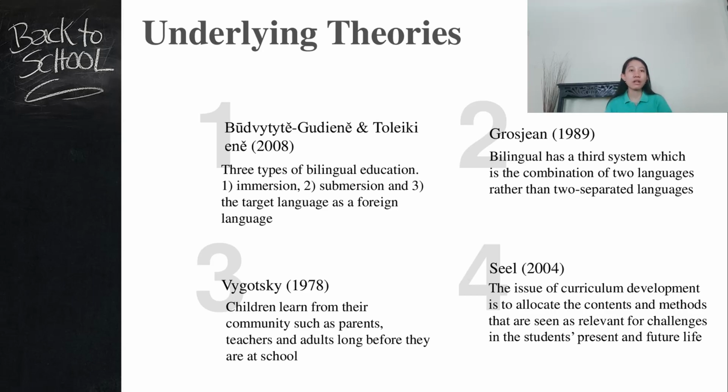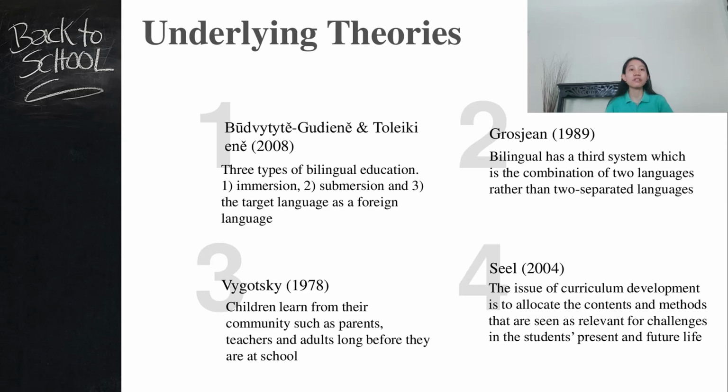In explaining bilingual students, Grosjean in 2089 gives an explanation that bilingual has a third system, which is the combination of two languages rather than two separated languages. And also here the researcher used the Vygotsky 2078 theory, which is ZPD, or Zone of Proximal Development.